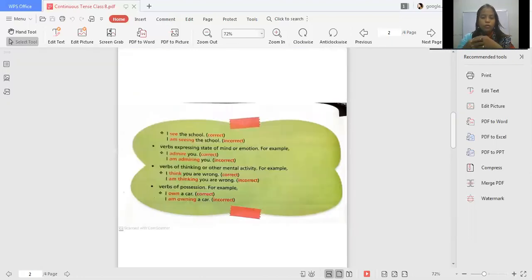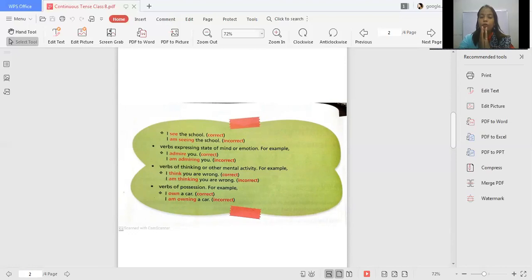So, for example, whenever you're talking about somebody's state of mind or emotion, you should not use the present continuous tense. As I had discussed, we should not say I am admiring you. It is always I admire you.